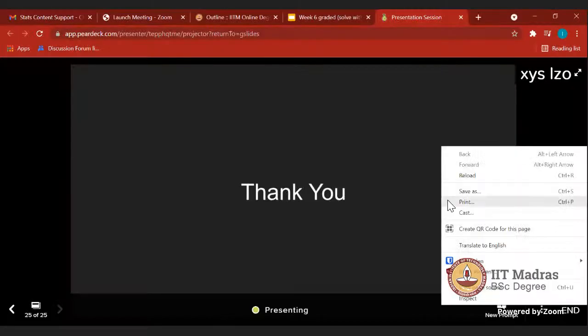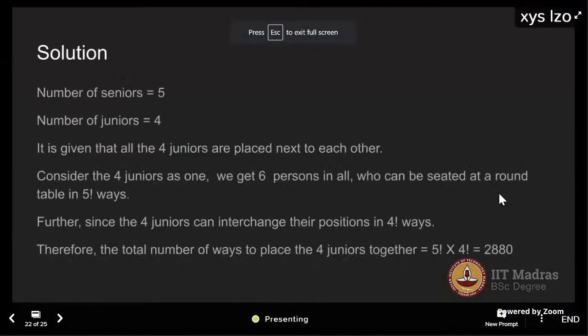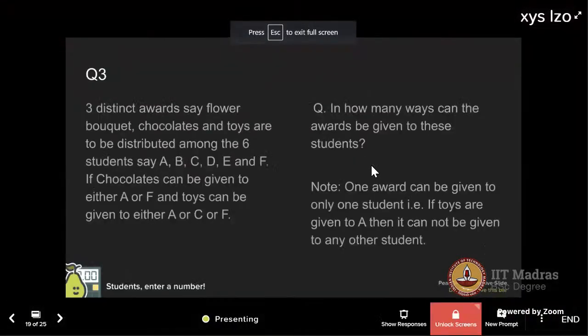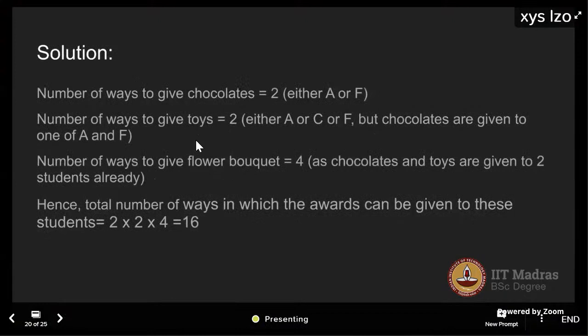Okay, which one do we need to share my screen? Okay, which question are we referring to? I think someone was referring to the chocolate and toy one. Yeah, this one. Okay, let me see the solution. So chocolates can be given to either A or F, right?